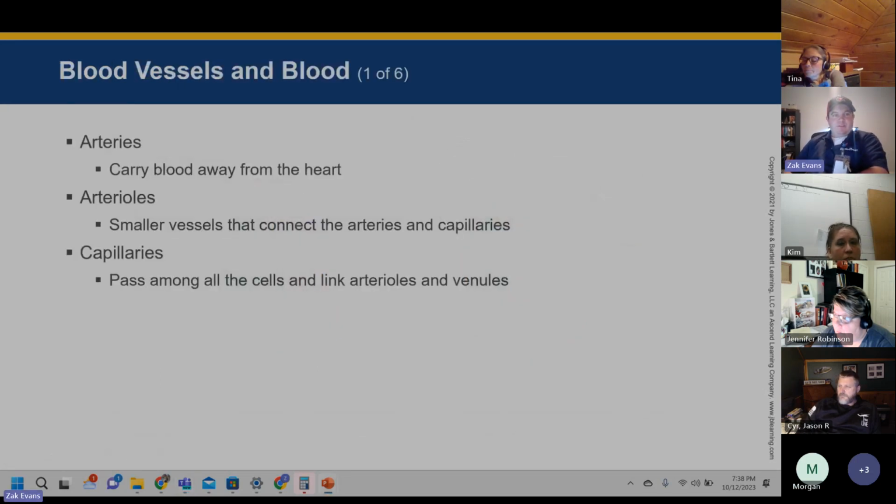And again, we just talked about some of this. Arteries carry the blood away from the heart. Smaller arterioles carry smaller vessels, and the capillaries are where the cells exchange those waste products and oxygen.